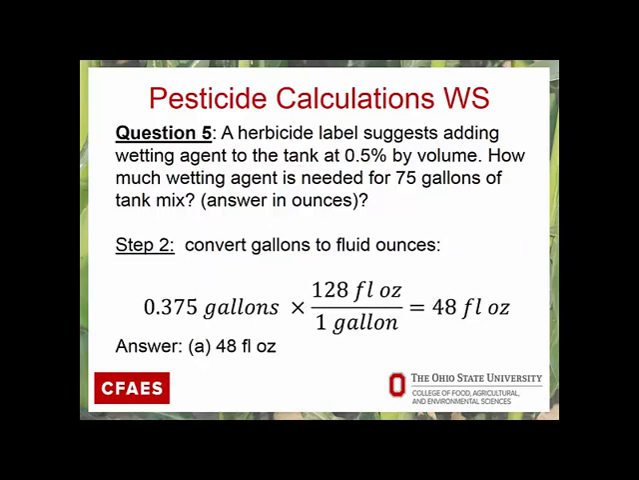To convert the gallons to fluid ounces, certainly it's a lot easier to measure in fluid ounces than it is 0.375 gallon. You have to know that there's 128 fluid ounces in every gallon, so you multiply that by 0.375, and your final answer is 48 fluid ounces.